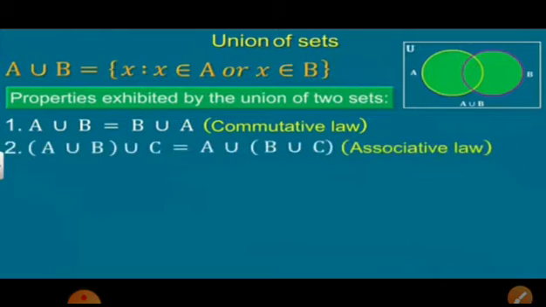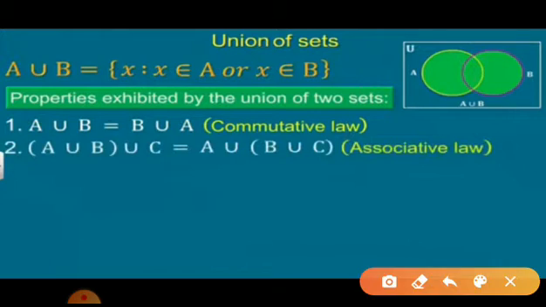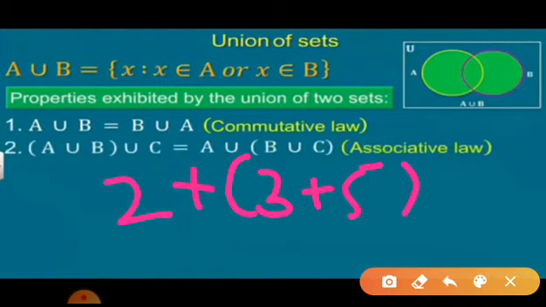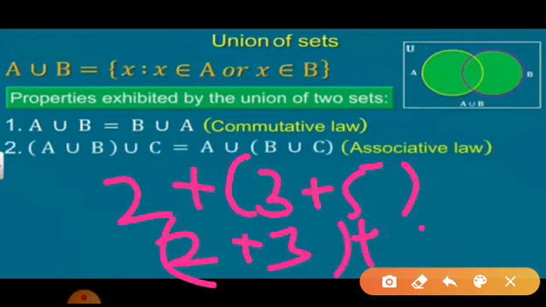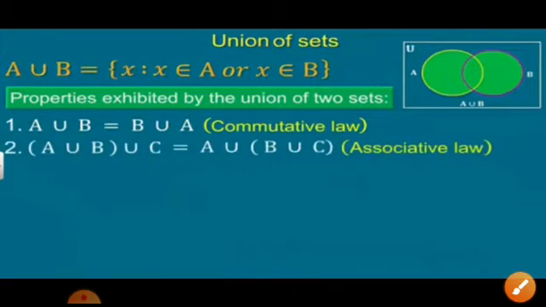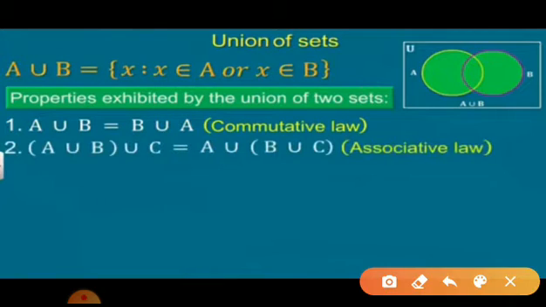Next is associative property. Again, we had seen it for the numbers. For associative property, we require three numbers. If it is 2 plus 3 plus 5, we write it again as 2 plus 3 plus 5 grouped differently. So that is your associative property. The same thing for union of the three sets. Associative, you require three, so here it will be three sets. So here it is A union B union C.